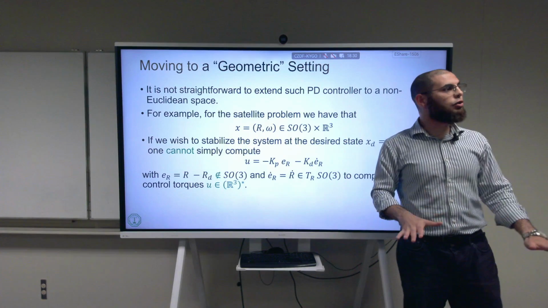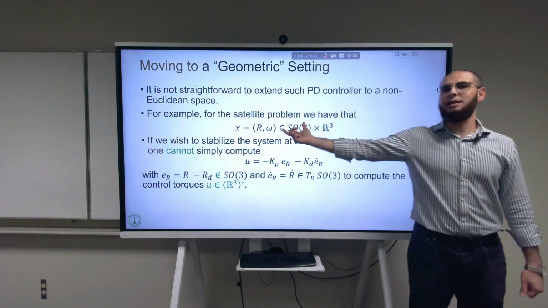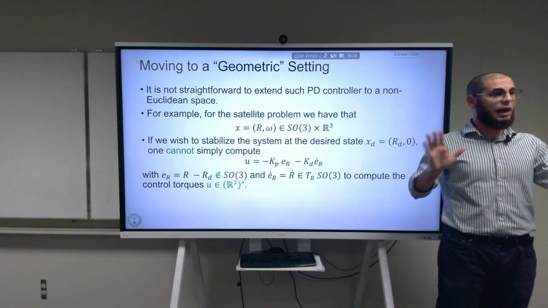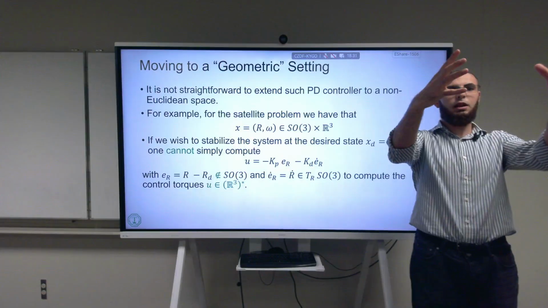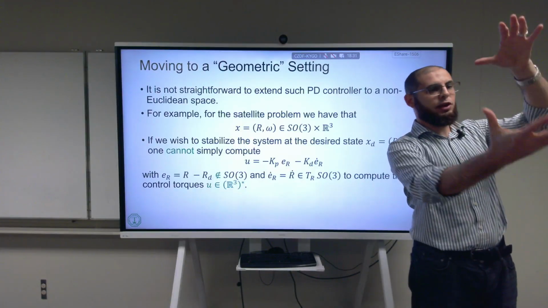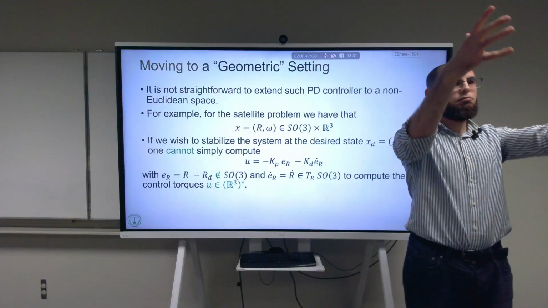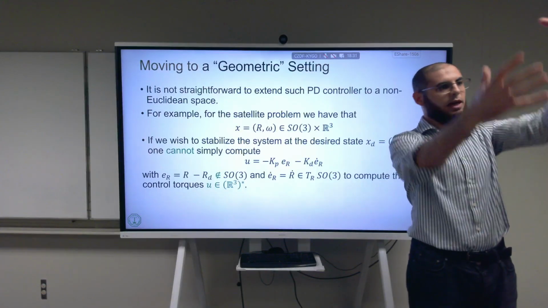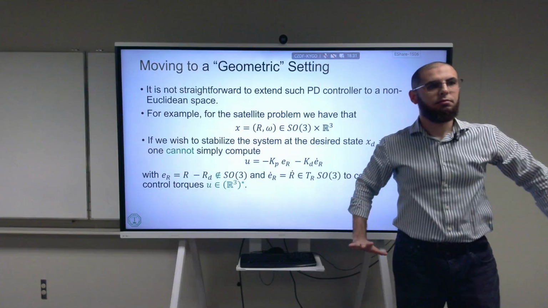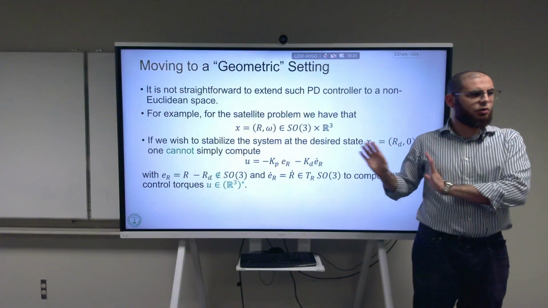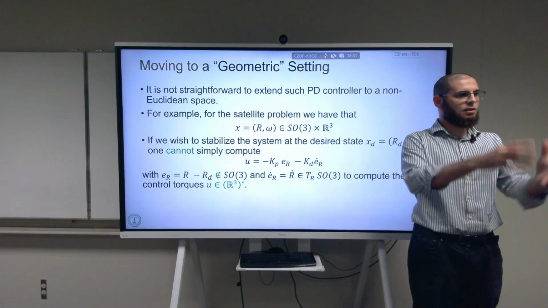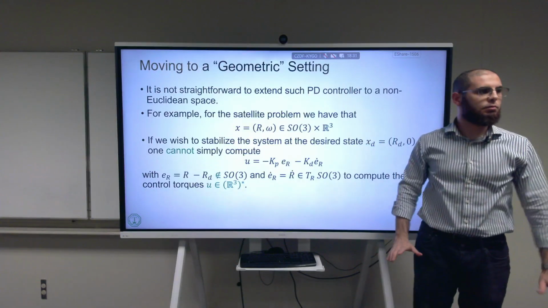Now, I would like you to design a controller for this system. The first thing you do is a PD controller, nothing fancy. Just stabilize the satellite to have some desired orientation instead of any orientation. You want it like this or like that, and you want the velocity to be 0. It's exactly the same, right? We just went from a point mass to a rigid body rotation.